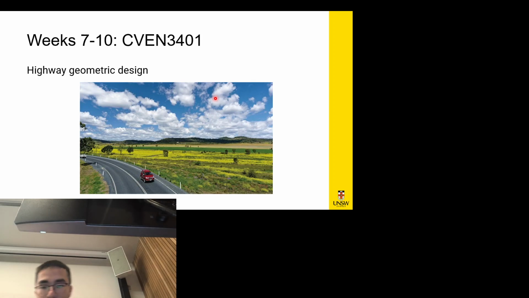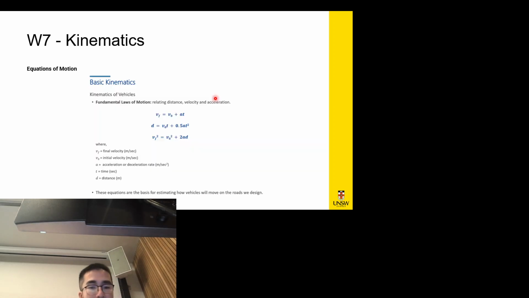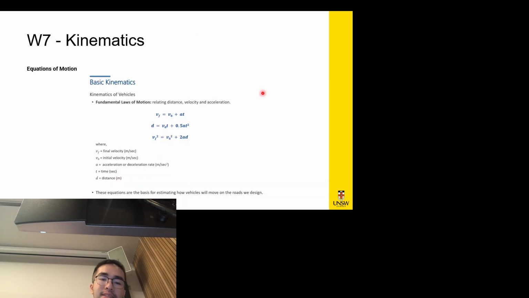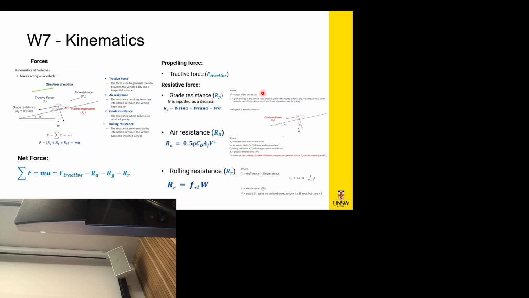What you'll focus on in week 7 to 10 is just your road design. So you have your kinematics. You just remember your SUVAT equations. I'm not here to derive them for you. V equals U plus AT. S equals UT plus half AT squared. Final velocity V squared equals initial velocity squared plus 2AS.